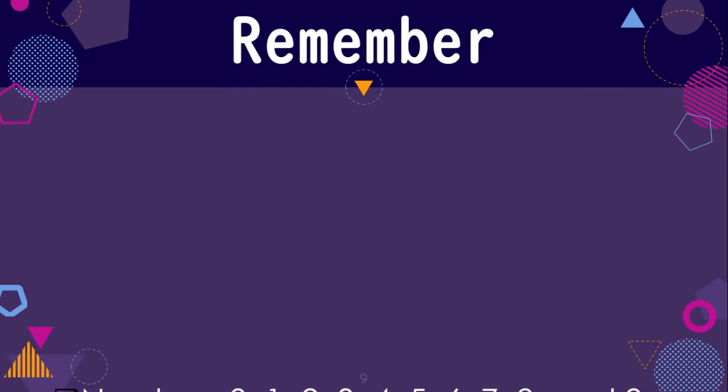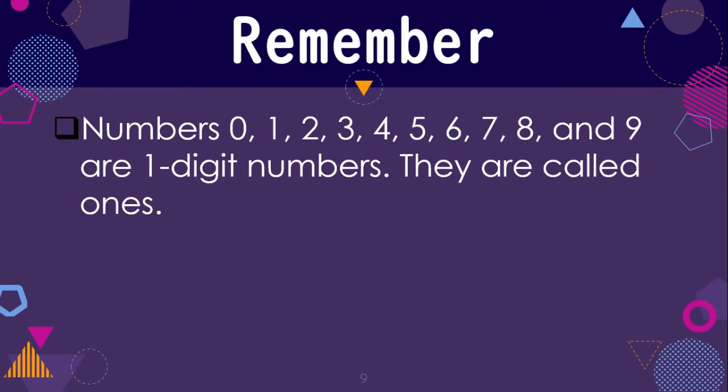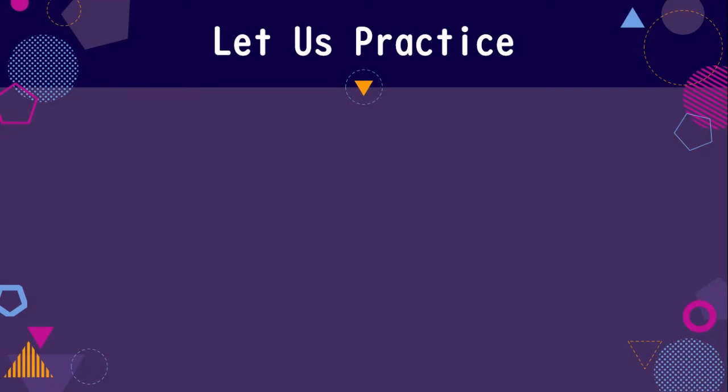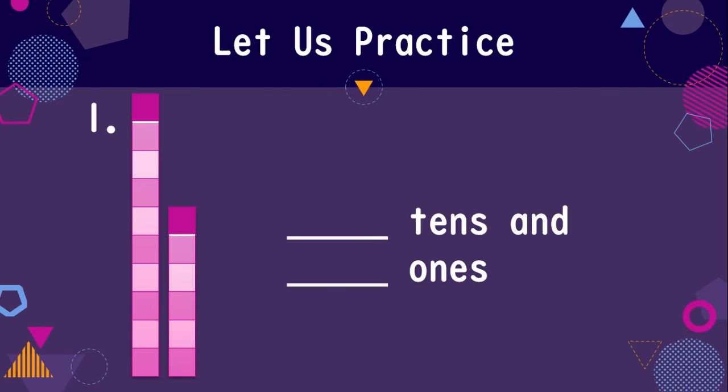And always remember, kids, numbers 0, 1, 2, 3, 4, 5, 6, 7, 8, and 9 are one-digit numbers and they are called 1's. While the numbers 10 to 99 are two-digit numbers and they are called 10's. Now, for you to understand more of our lesson, let us answer page 29 of your book. Count the number of 10's and 1's, then write the number in the blank.